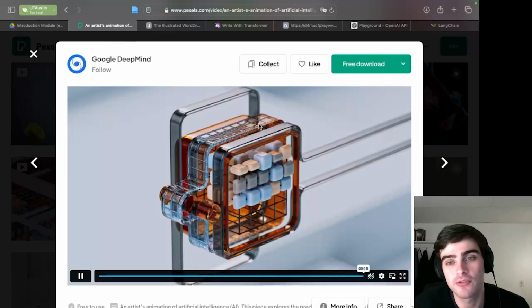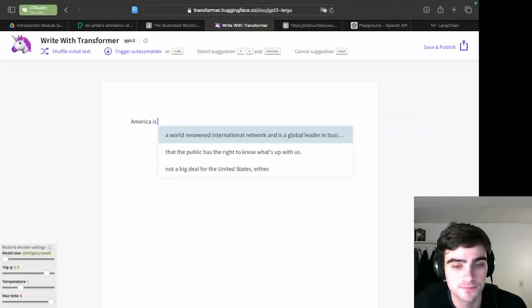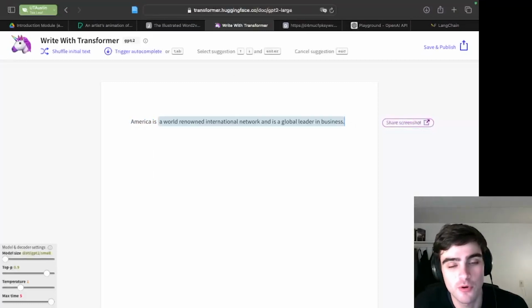And so language models like GPT-2 were interesting when they came out in 2019 because they not only were good at predicting language, but they also seem to understand something about the world. So we can type something like "America is." This doesn't make any sense, but it says, "America is a world-renowned international network and is a global leader in business." I have no idea why it said that, but it kind of seems to understand that America might be a global leader and a world-renowned something or rather. It has a vague sense of what America is.